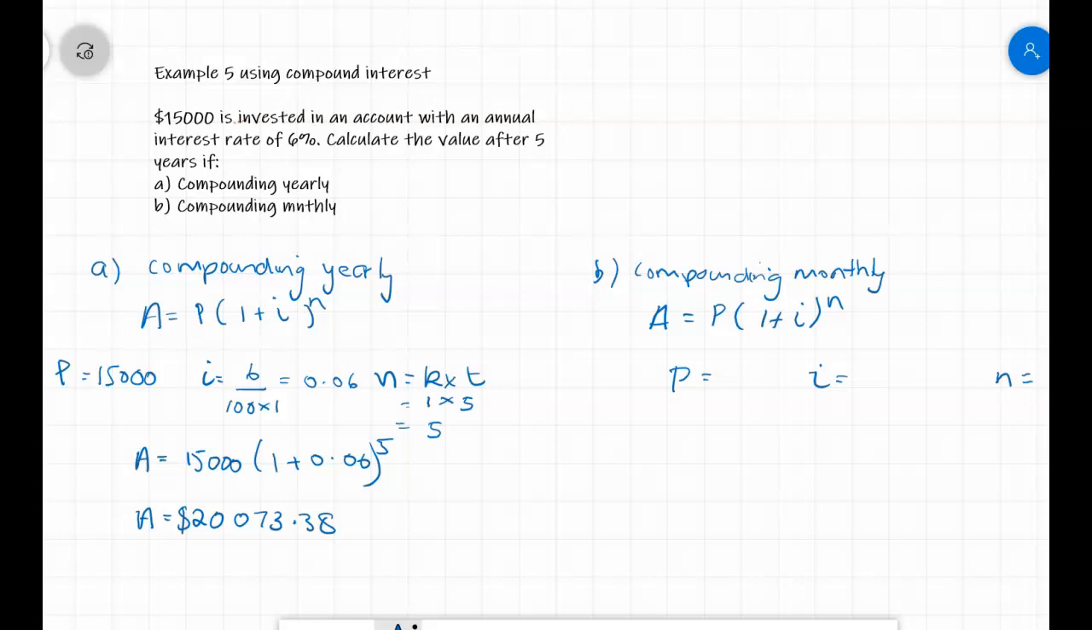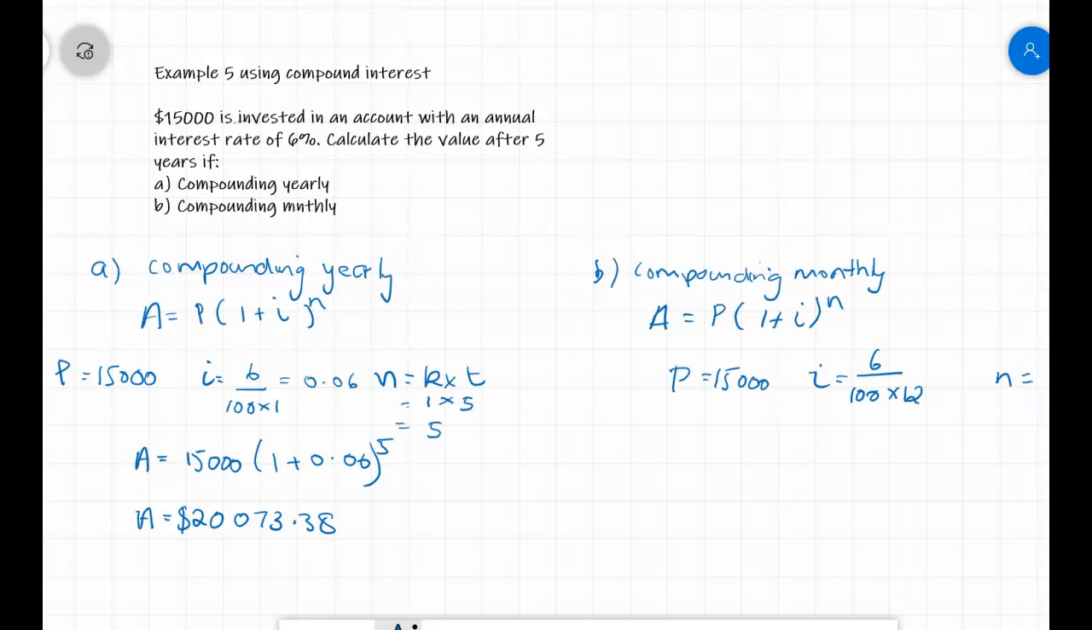Let's have a look at compounding monthly. The principal stays the same, so it's still that same $15,000. The I now, it's compounding monthly, so remember that the interest rate doesn't change. The interest rate is still 6 divided by 100 for a decimal. Then it's compounding monthly, so I need to divide that by 12.